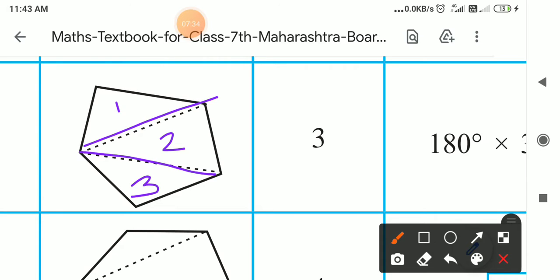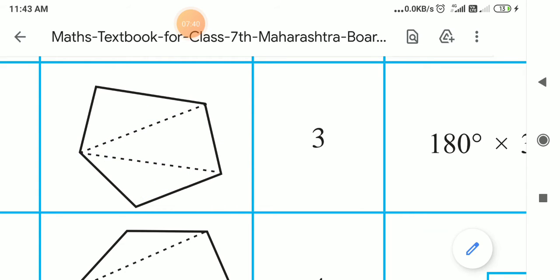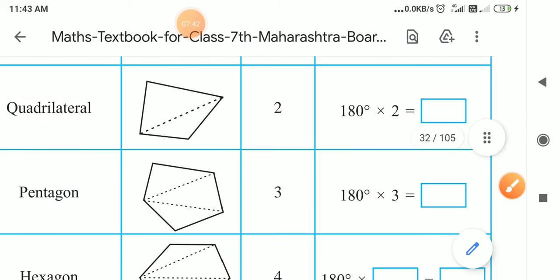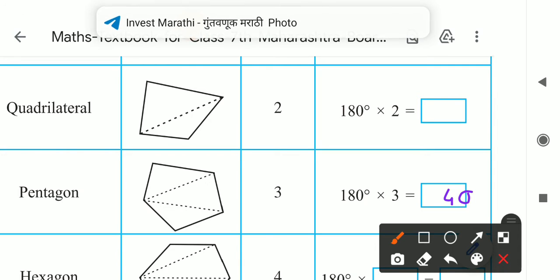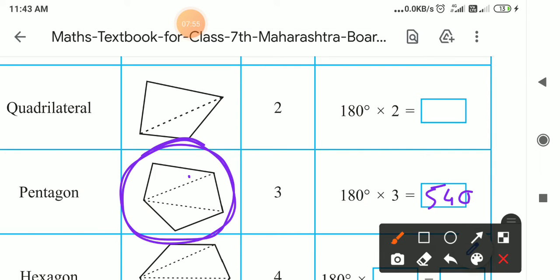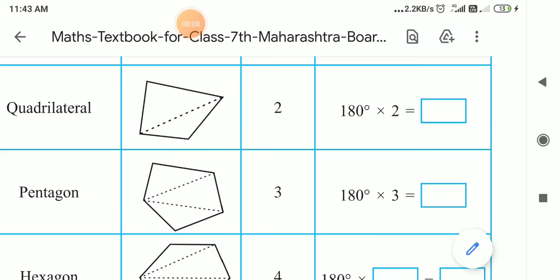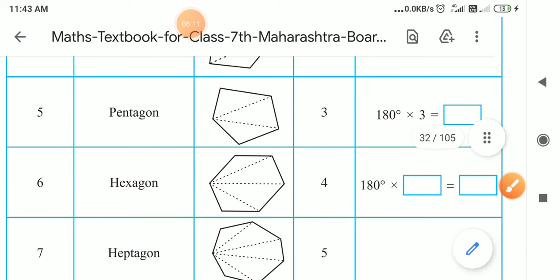According to the property, the sum of all angles of a triangle is 180. So 180, 180, 180. How many triangles are there? 3. 180 times 3: 3 times 0 is 0, 3 times 8 is 24, 2 carry, 3 times 1 is 3, 3 plus 2 is equal to 540. So the sum of measures of all angles of a pentagon having 5 sides is equal to 540. Okay, understood all of you? Then 540. Now move towards the next polygon.